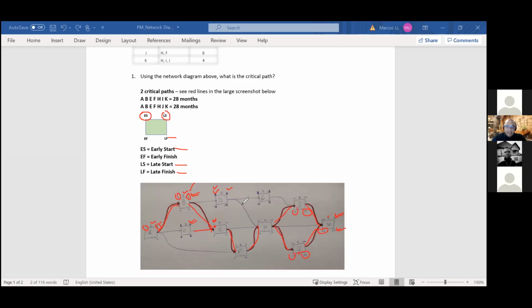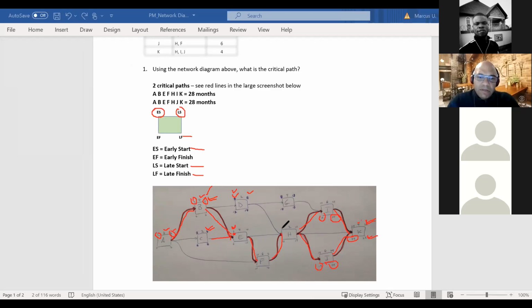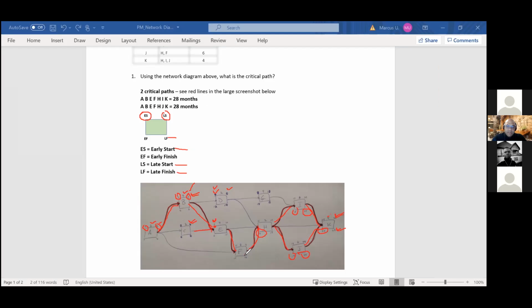You go all the way back. The only difference is, as you go backwards from your finish to your start, you'll notice that this is 16 for H, the early finish. So this will also be, for the late finish, will be 16 for F. And so on and so forth, you know, you keep moving.